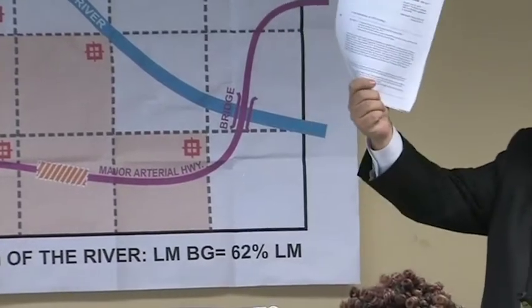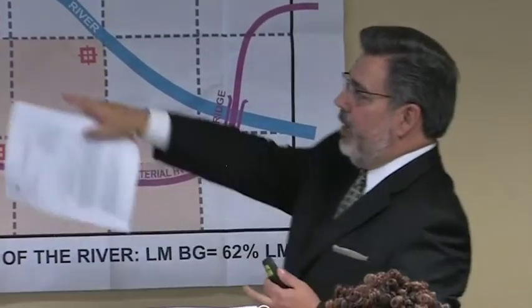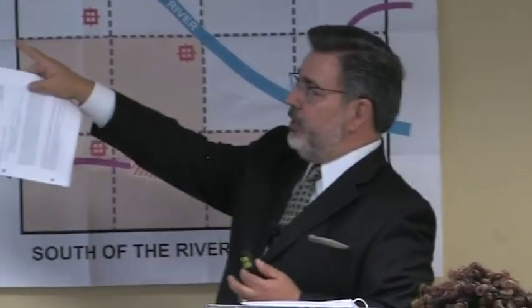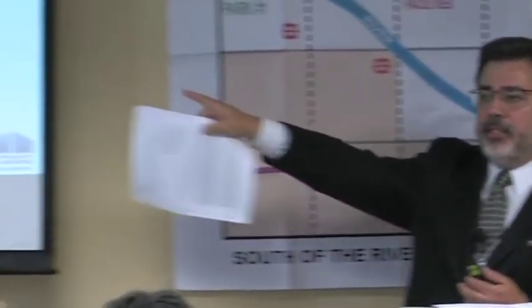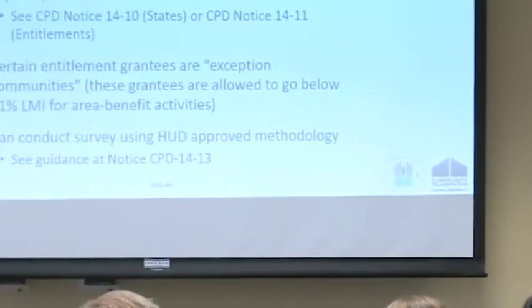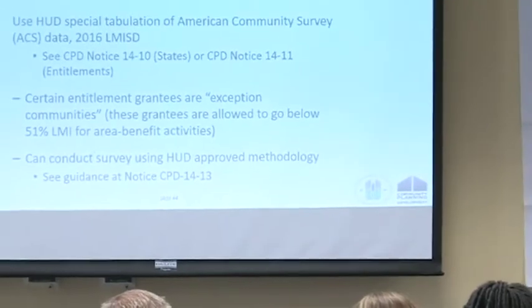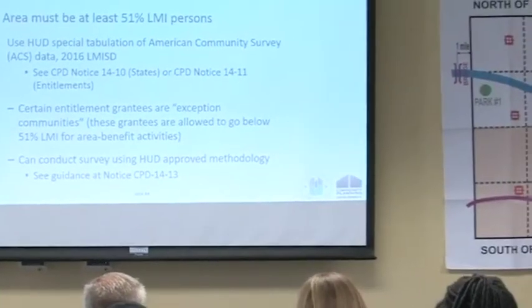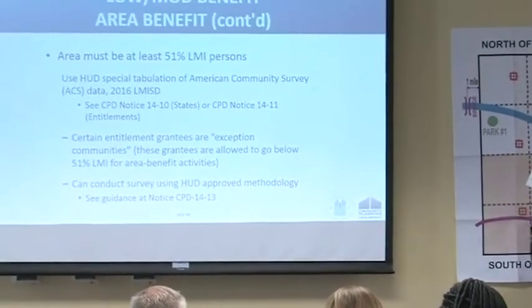This is 14-11 that talks about the American Community Survey and the special tabulation, because this is generated through a special tabulation that HUD pays for to be able to get it down to the block group level, okay?